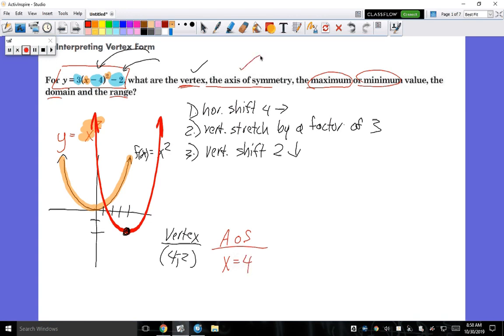What's the maximum? No maximum. So no maximum. We'll put max, none. Careful. This is still in the test for absolute value. What's the min? What would we write? Y equals -2. So y is equal to -2 is the min, and it occurs at what? X equals 4. But the answer is the minimum is y equals -2.